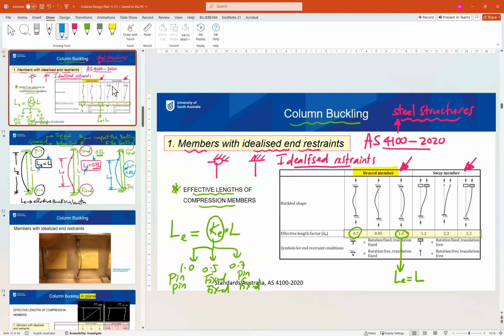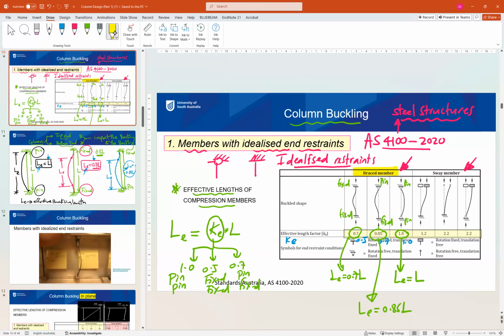Okay, so just to follow the table, but there is another table in the standard. They have another set of factors below this one, which are 0.5, 0.7 and 1. I just don't want to confuse you more. So if we have pin at the top and pin at the bottom, L effective equals L. If we have fixed at the top and fixed at the bottom, it is 0.7. If we have pin or fixed at the top and the opposite at the other end, it is 0.85. Okay, so this is for members in a braced frame.